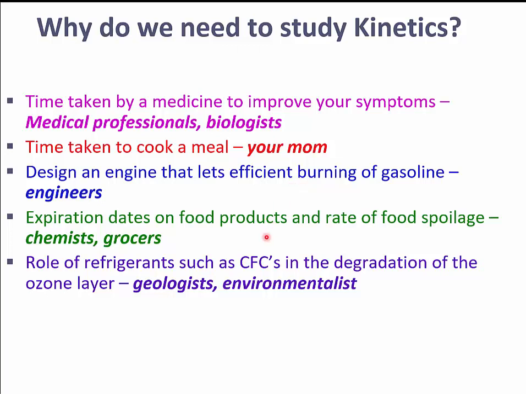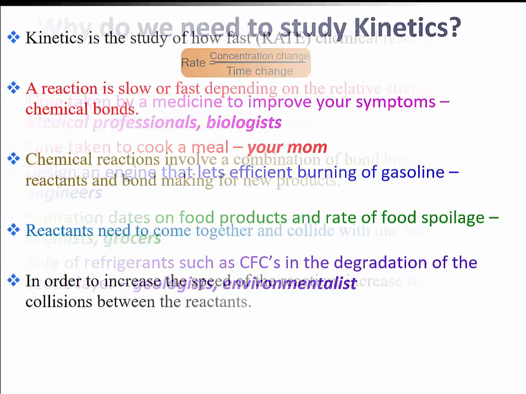Expiration dates on food products, like food spoilage rates. So chemists, grocers. The role of refrigerants such as chlorofluorocarbons and the degradation of the ozone layer, so geologists or environmentalists, even forensic scientists. So they have come up with techniques to basically date wine based on the amount of radioactive carbon-14 that's in there. So you're basically radiocarbon dating things. So geologists will use kinetics and carbon dating as a tool, and that's one of the things in their toolkit.